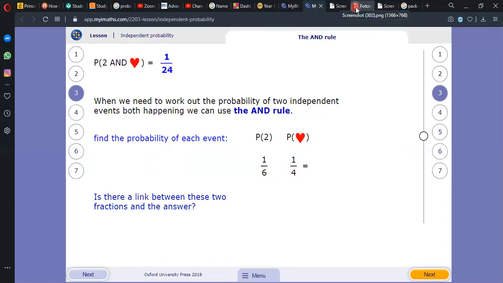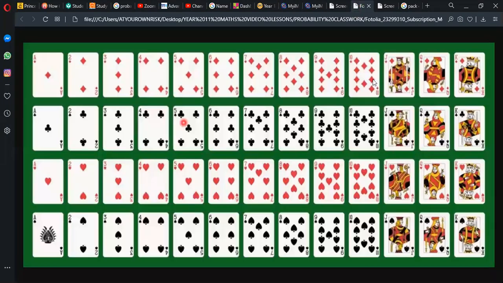Now, take a look at this, guys. This is the pack of cards that we're talking about. You will see that these are all cards with hearts on them. If you count, you will see that we have 13 hearts all through here. Since there are 13 hearts and all of the cards inside the pack of cards is 52 in total, 13 plus 13 plus 13 plus 13, 52 in total.